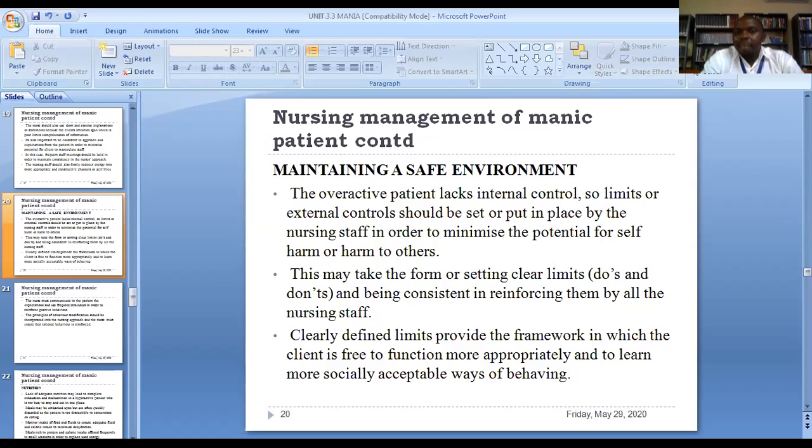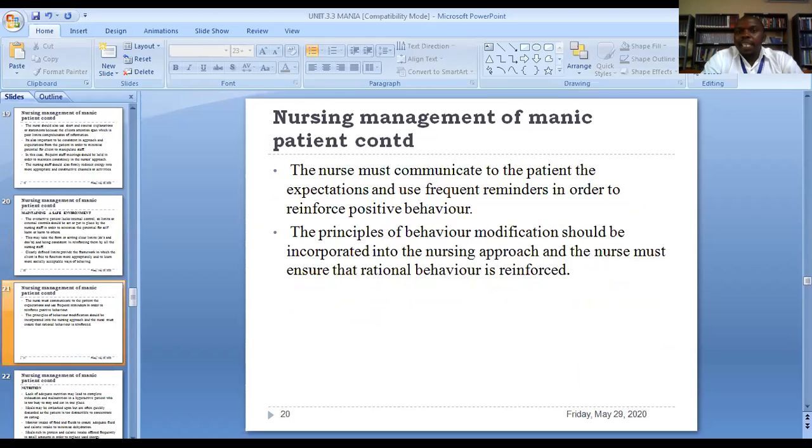So clearly defined limits provide a framework in which the client is free to function more appropriately, to learn more socially acceptable ways of behaving. So the nurse must communicate to the patient the expectations and use frequent reminders in order to reinforce positive behavior, especially when the patient does something wrong. Firmly, the nurse must talk about that which is not needed in that environment. Then the patient will actually realize that what they've done in one or the other is not right.